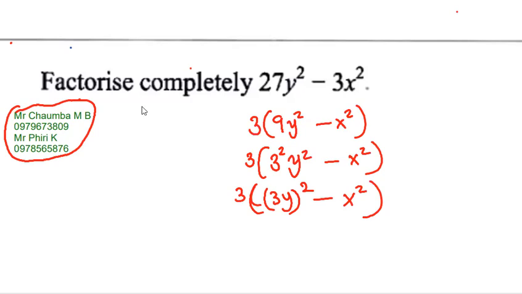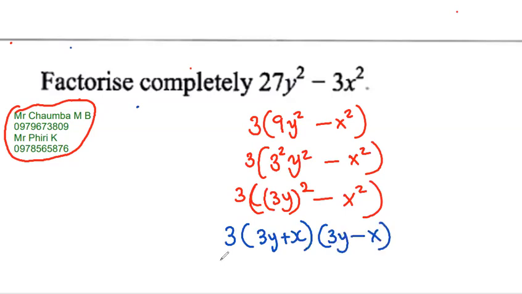So once we have a difference of 2 squares, we write our final answer the same way: 3y plus x, then 3y minus x. This is what is going to be our answer.